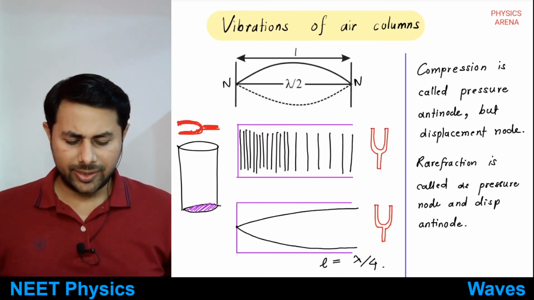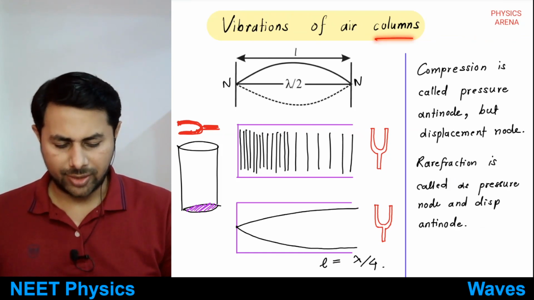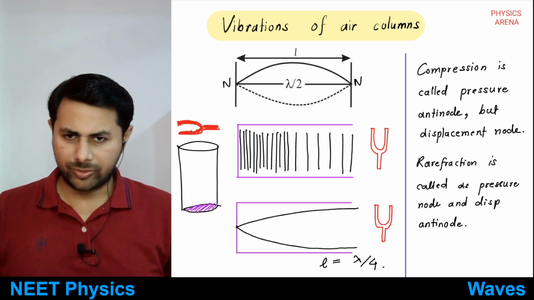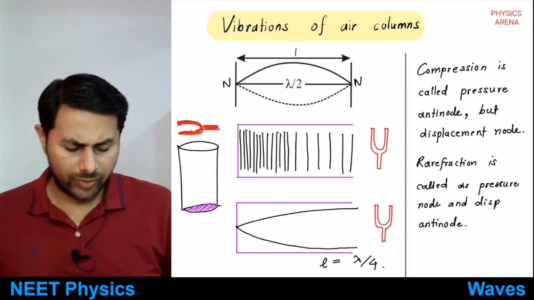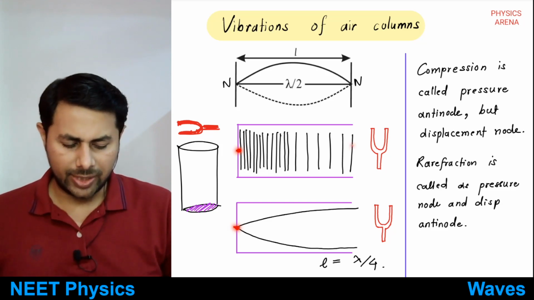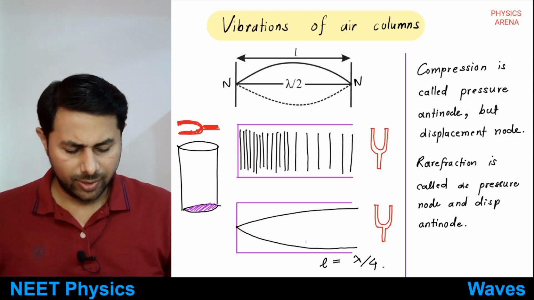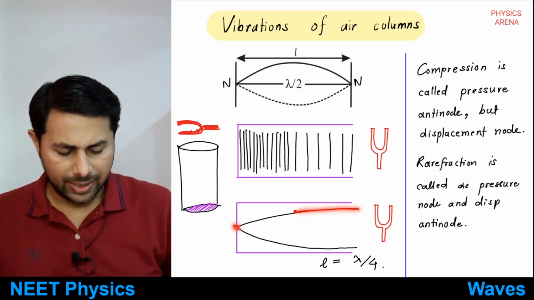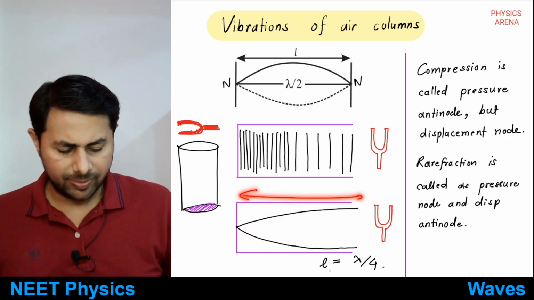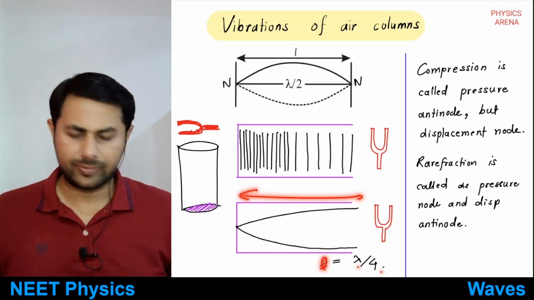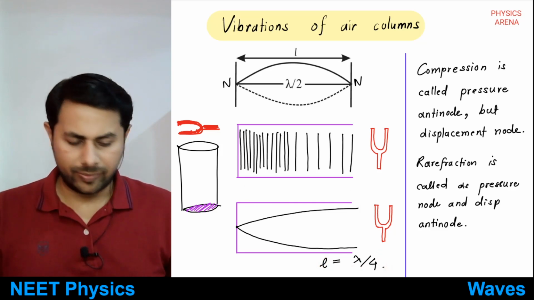After that, we can find out the different modes of vibration of this air column. First we'll see a closed pipe. For the fundamental mode, we'll have one node and one antinode, that means one compression and one rarefaction. One node and one antinode means the length of this closed pipe is equal to lambda by 4.